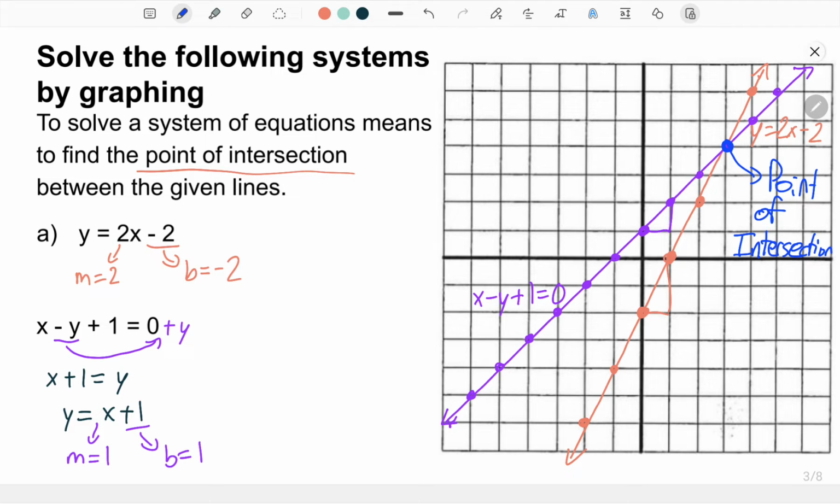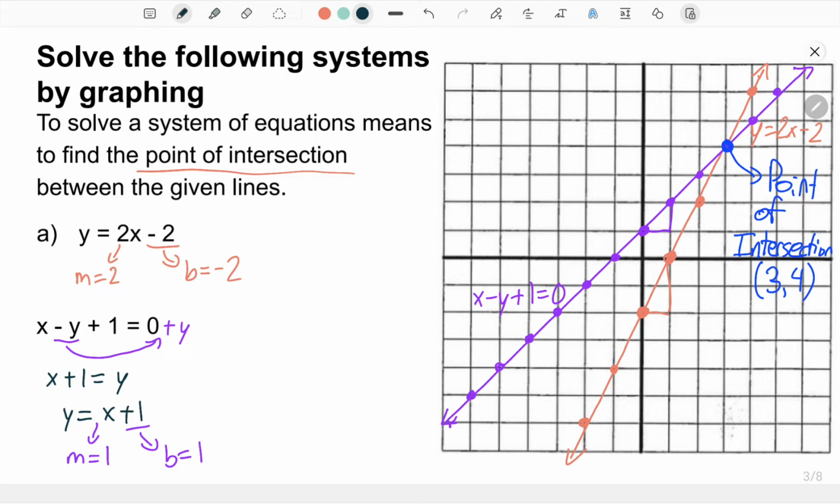We can actually figure out the coordinates. Where is that from the origin? It's 1, 2, 3 units to the right, and you go up 1, 2, 3, 4 units upwards. So the point of intersection is (3, 4). And that's what we mean when we want to solve a system of equations.